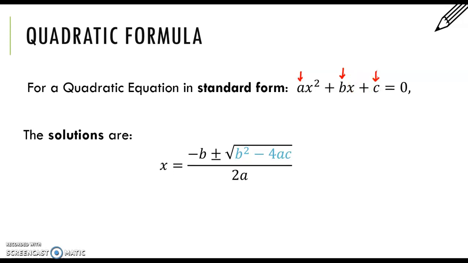Before you can use the quadratic formula, you have to make sure that your equation is equal to 0. The way you do that is by moving all of your terms over to one side of the equal sign. Again, make sure the quadratic formula is written in your notes so you can refer to it when you're doing homework.